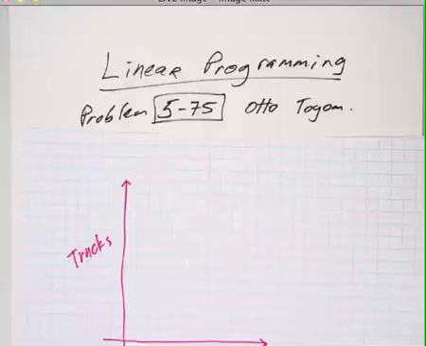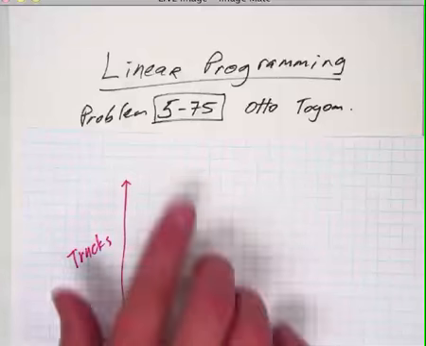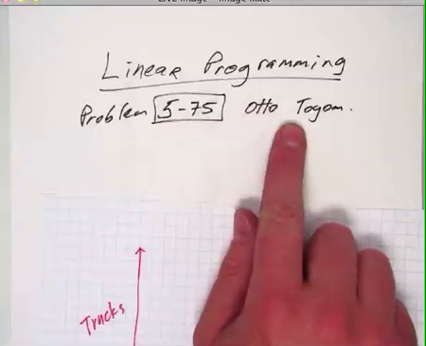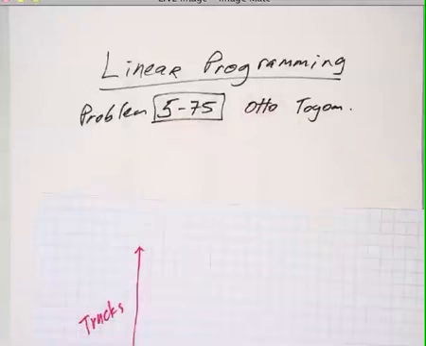your profit. So what you need to do is read problem 5-75 about Otto Toyum, and he's going to be building some toy trucks and cars. Take a minute to read that question so you have an understanding of what a typical question like this is like. Once you've read that story, you'll notice that they ask you to make a list of all the possible combinations and plot them on the first quadrant of a graph.